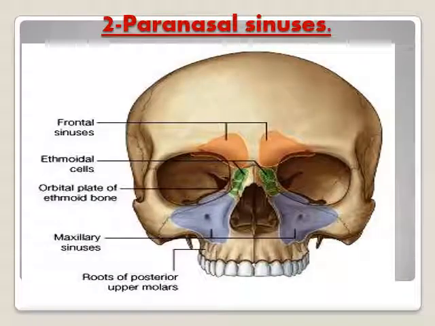The paranasal sinuses are the frontal paranasal sinuses, which are present in the frontal bone, the ethmoidal paranasal sinuses, which are present in the ethmoidal bone, the maxillary paranasal sinuses, which are present in the maxillary bone, and the sphenoidal paranasal sinuses, which are present in the body of the sphenoid.